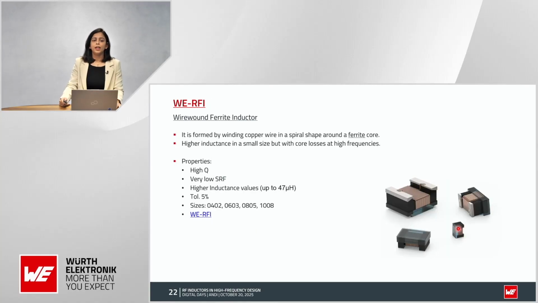Then come the wire wound ferrite inductors, WE-RFI. It is formed by winding copper wire in a spiral shape around a ferrite core. Now, higher inductance in small size, but with core losses at high frequency, because we are talking about a ferrite core here. Their properties are high Q factor, very low SRF, and higher inductance values that go up to 47 microhenries. The tolerance is 5%, and they are available in four sizes: 0402, 0603, 0805 and 1008.